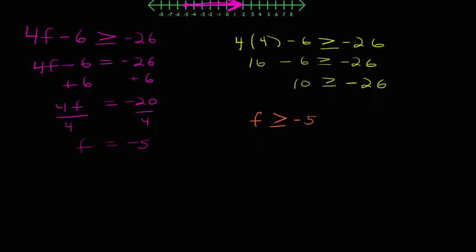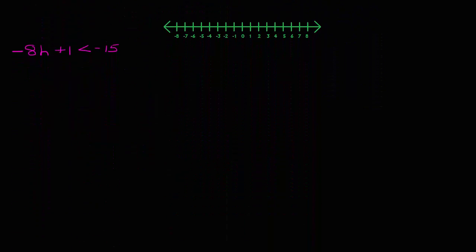Let's take a look at another one. Negative 8h plus 1 less than negative 15. Once again, we start off by turning our inequality into an equation. So we're going to get negative 8h plus 1 equals negative 15. Then we're going to subtract 1 from both sides of the equation. We've got negative 8h is equal to negative 16. We divide both sides by negative 8, and we end up with h is equal to 2. This once again gives us the edge or the endpoint of where our ray is going to be.